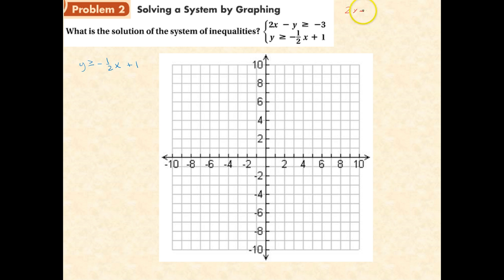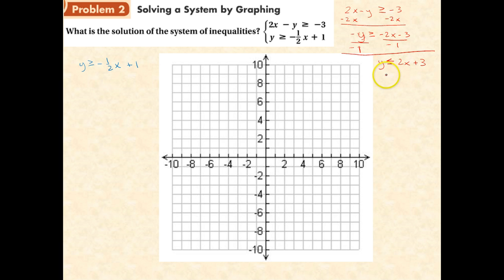We got 2x minus y is greater than or equal to negative 3. So subtract 2x from each side, and you get negative y is greater than or equal to negative 2x minus 3. And then if you divide both sides by negative 1, you get y. Remember, when you divide by a negative, this switches, so less than or equal to 2x plus 3.